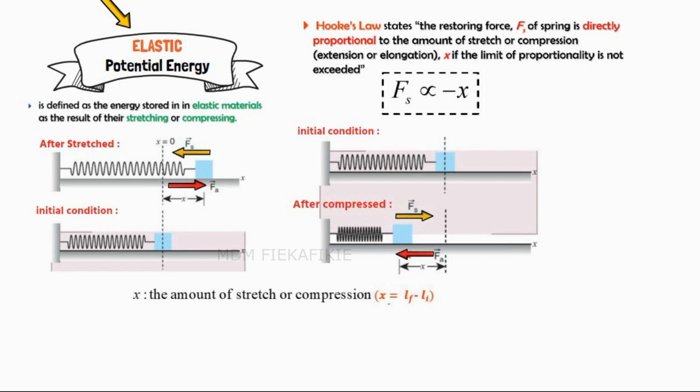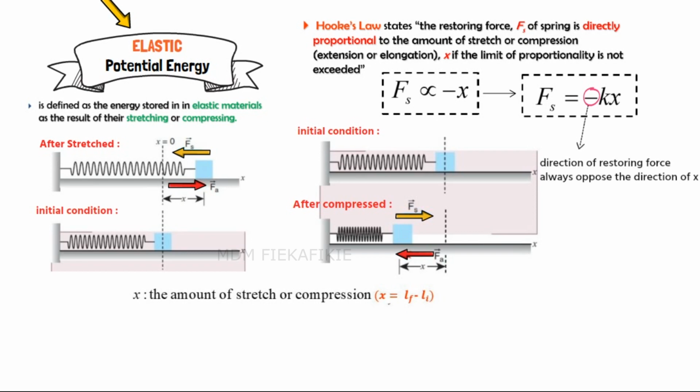Kalau nilai X besar, Fs pun akan besar. So we can write the equation of restoring force is equal to negative kx. So negative showing you that the direction of the restoring force always oppose the direction of x, seperti yang telah kita bincangkan sebentar tadi. Dan jangan lupa k is the spring constant.